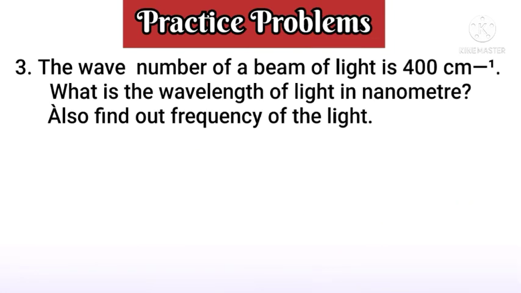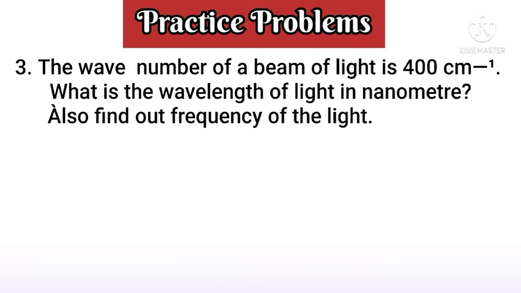Then question number 3: the wave number of a beam of light is 400 per centimeter. What is the wavelength of light in nanometer? Also find out the frequency of the light. Okay, again, you have to do the same thing.